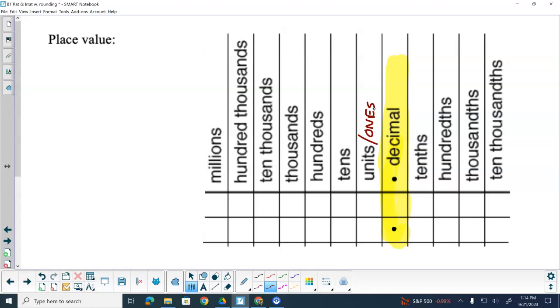Just in that column, sometimes the units are called the ones, or sometimes we refer to them as whole numbers. So add those two into that column in your notes. Those are the ones or the whole numbers there too.